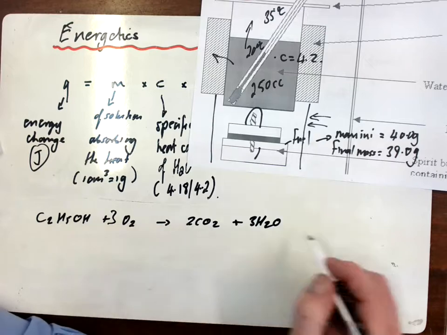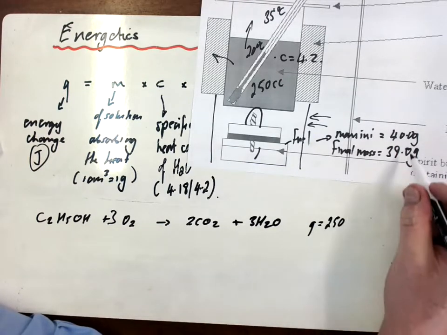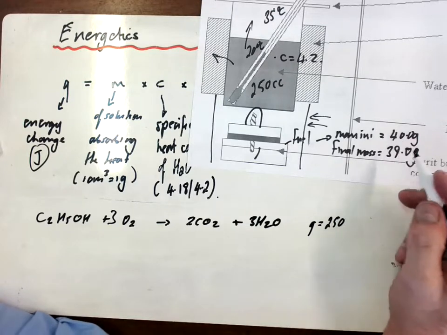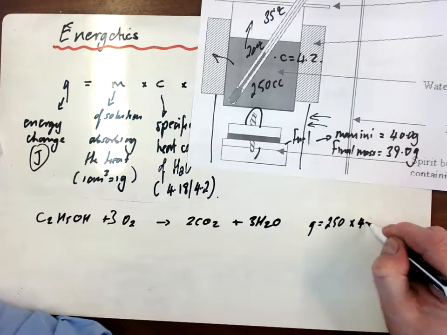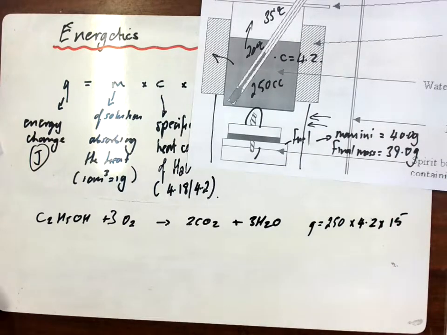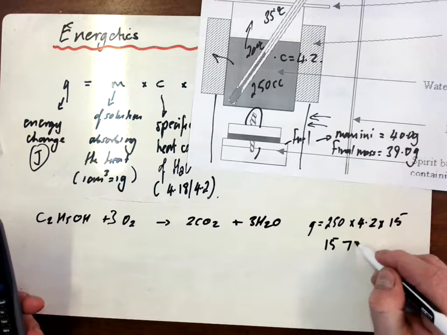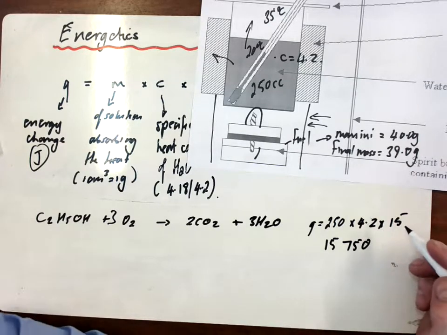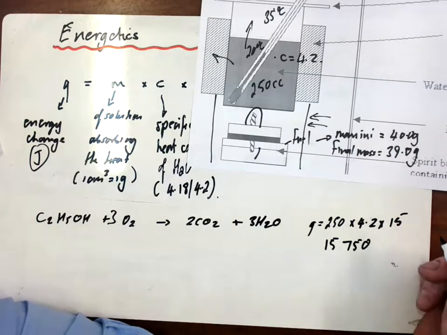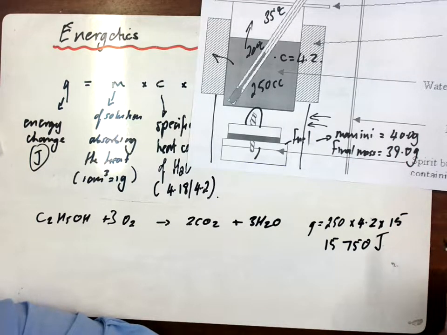So therefore my Q here equals 250, not 39 away from 40, multiplied by 4.2, multiplied by our temperature has gone up by 15 degrees Celsius. So that gives us a value of 15750. So pretty big, but we are burning something here, so we probably do expect a slightly larger value. Remember again, our units are important, and they are joules at this time.